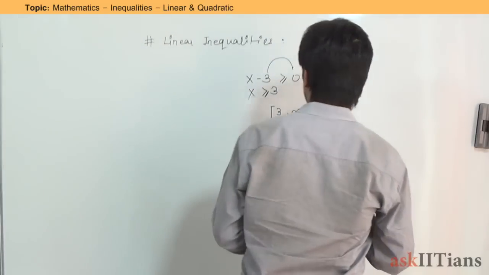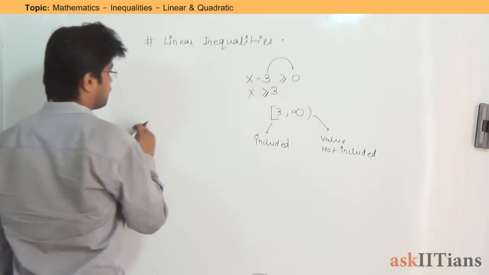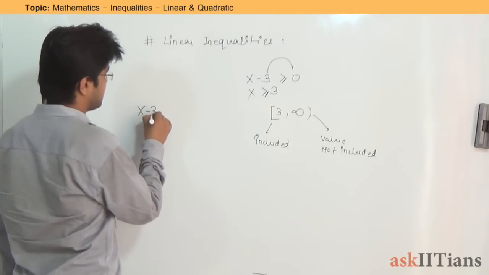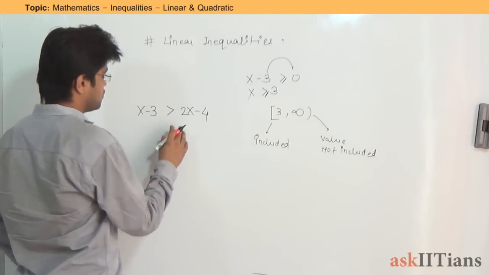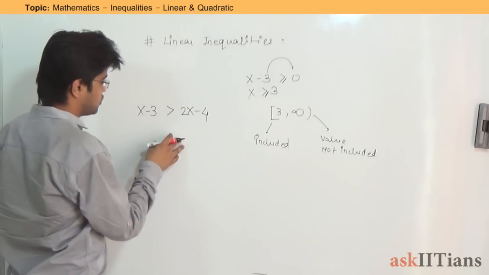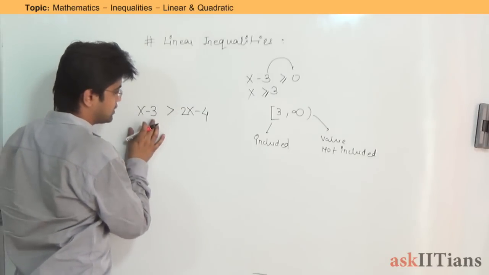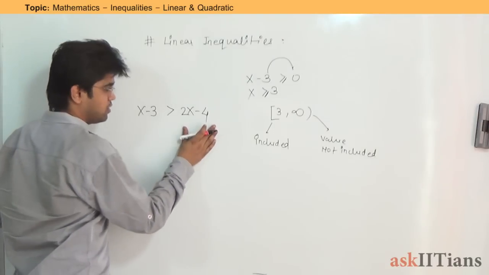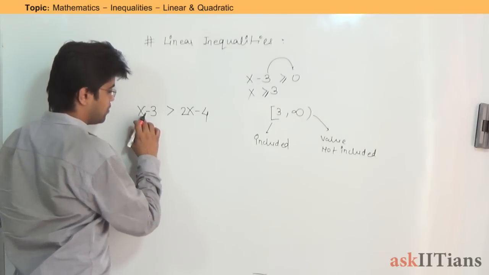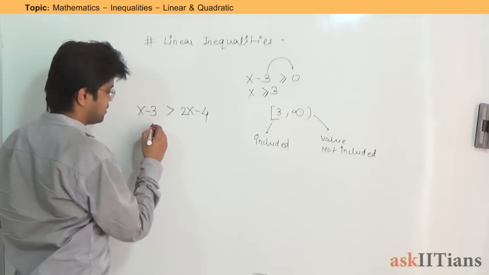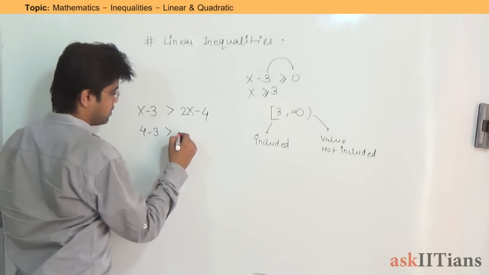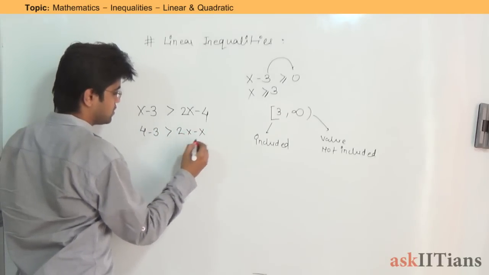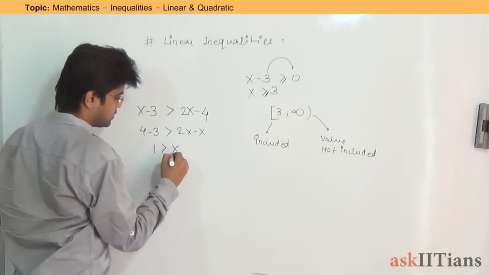Now let's move to some other form. Let's say x minus 3 greater than x minus 2x minus 4. So again we have to manipulate it, our aim is to get x terms on one side and all other terms on the second side. So I am going to take this x here and this 4 here, so it becomes 4 minus 3 greater than 2x minus x. So this becomes 1 greater than x.